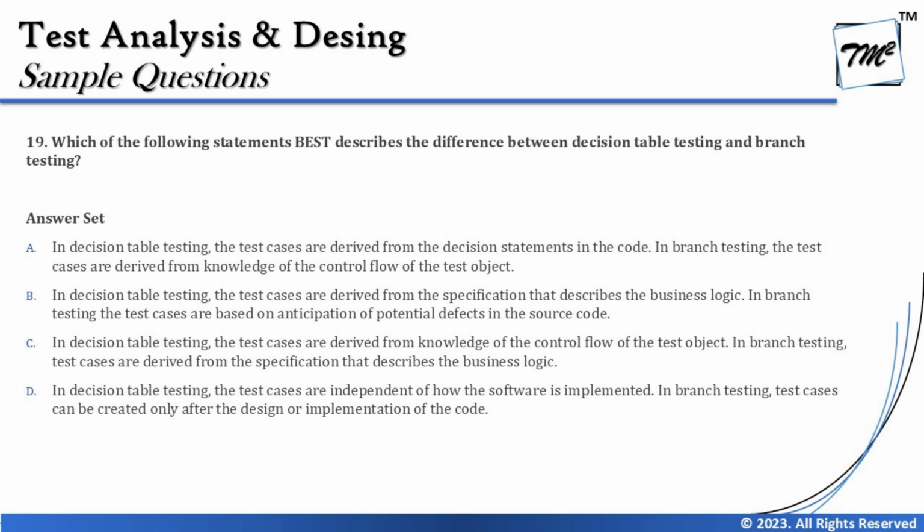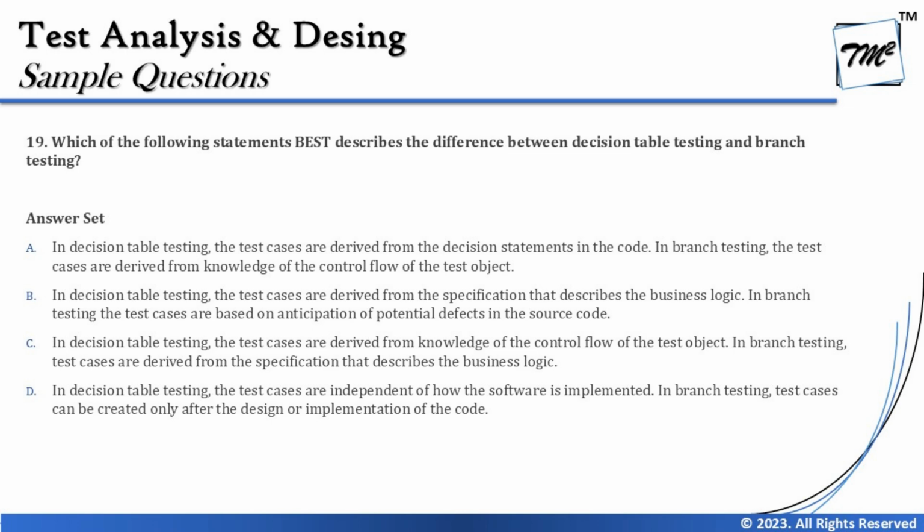So let's look at option C. Option C says in decision table testing, the test cases are derived from the knowledge of the control flow. Again, making it wrong, because control flow is more about the white box part. And the second part says in branch testing, the test cases are derived from the specification that describes the business logic. That's vice versa. Not at all. Branch testing is white box, dependent on the code and the control flow, but decision table testing is on the business logic, right? So that pretty much goes with the wrong opinion again.